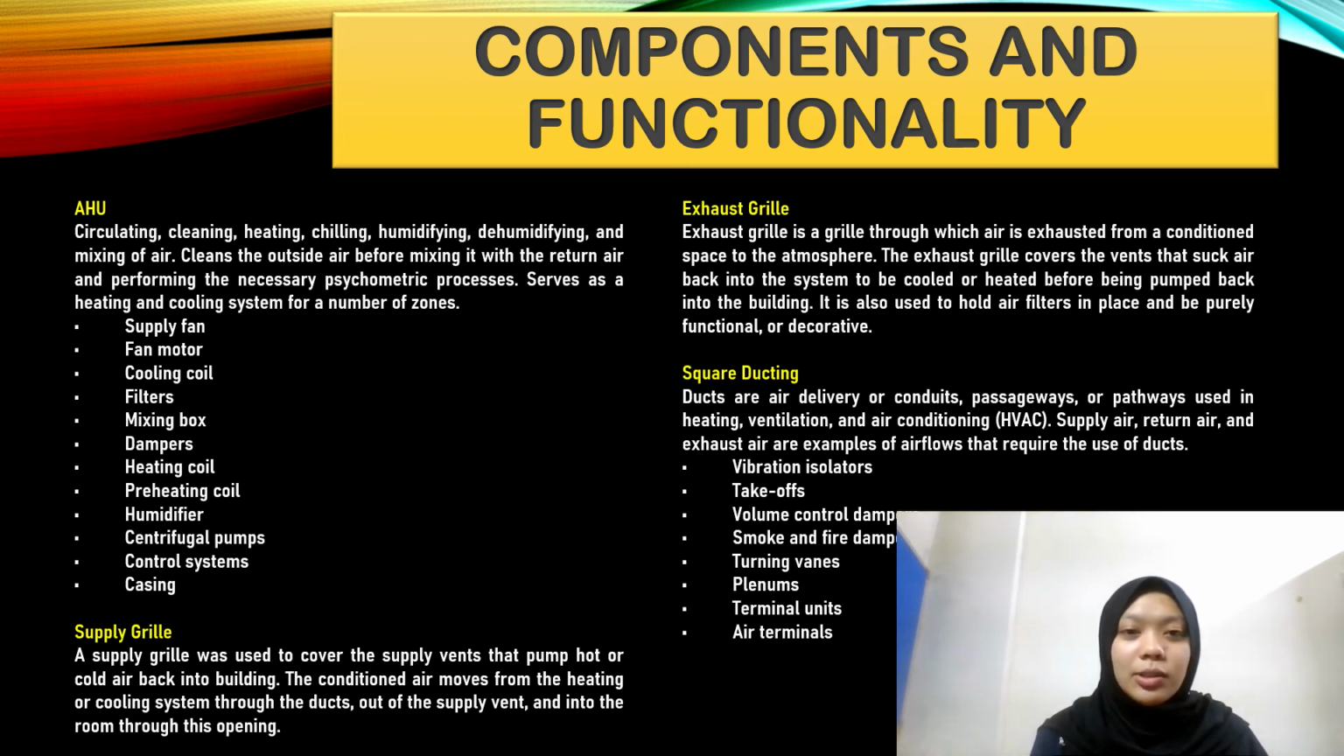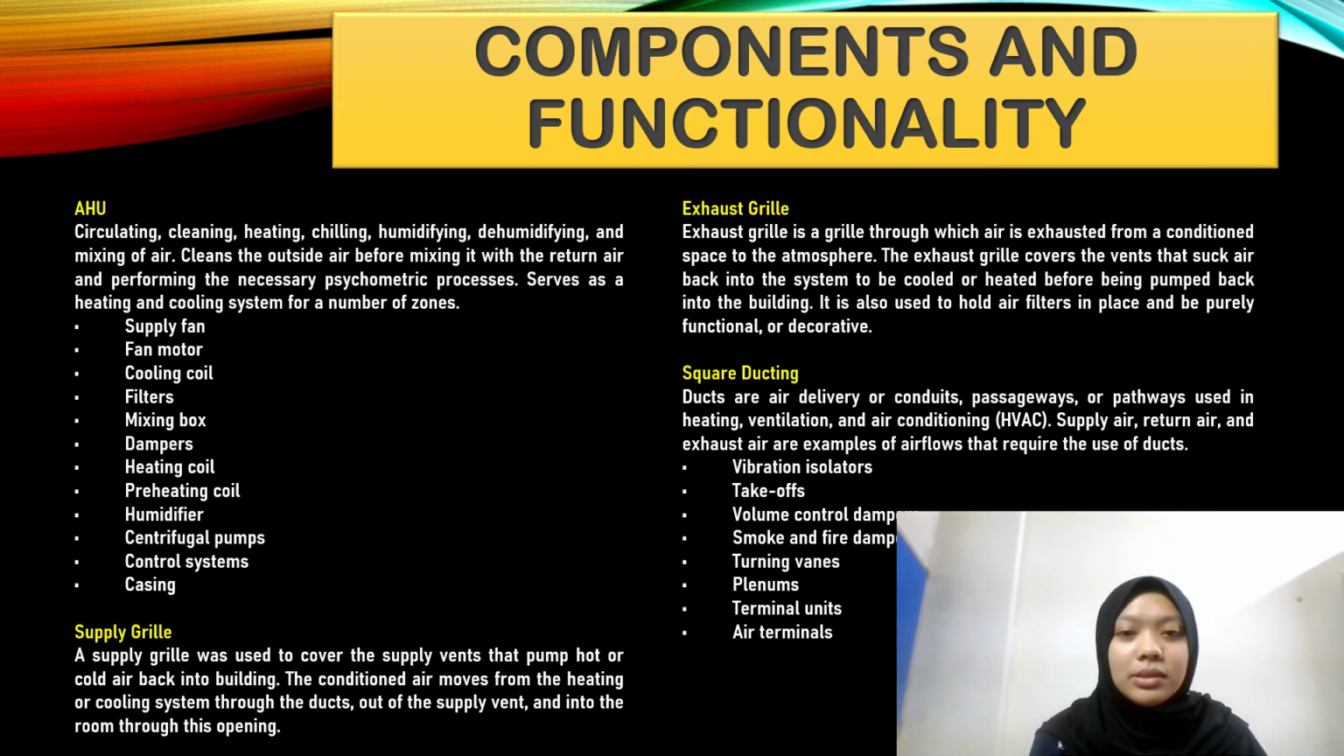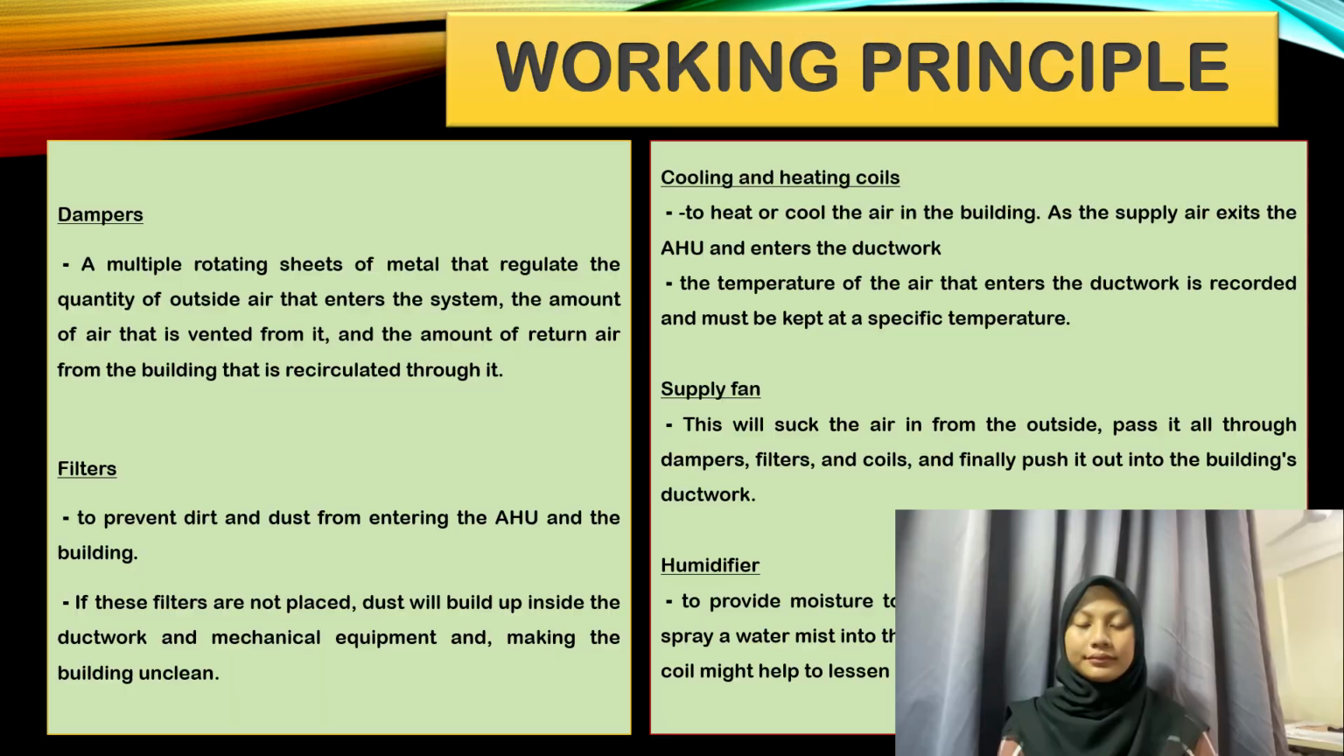The last is square ducting. Square ducting consists of air delivery conduits, passageways or pathways used in heating, ventilation, and air conditioning (HVAC). Supply air, return air, and exhaust air are examples of airflows that require the use of ducts. The components of square ducting are vibration isolators, take-off, volume control dampers, smoke and fire dampers, turning vanes, plenums, terminal units, and air terminals.